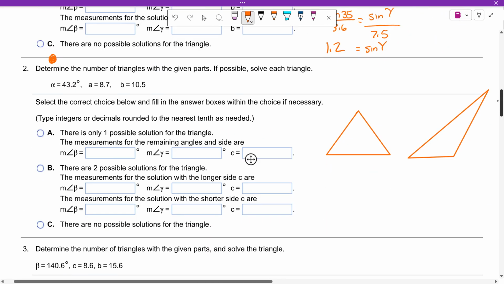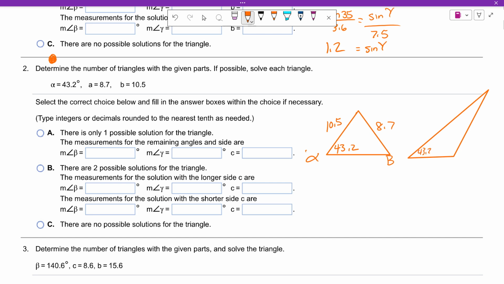But down here, it's not going to be labeled the same. Now we're given A as our angle this time again. So A will be there, 8.7 will be there. B will actually be right here, so that means beta is here. So 43.2 is here, 8.7 is here, 10.5 is here. Now, I don't think this one will be a dangle, because 10.5 and 8.7 are fairly close to each other.